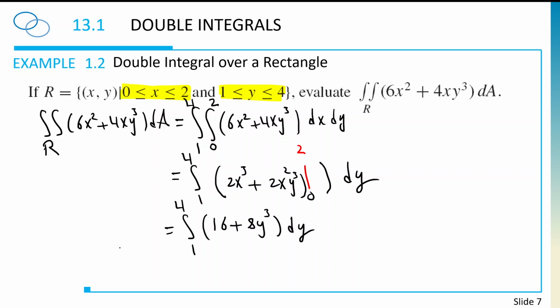Now we need to continue with dy. Okay, do the integration now with respect to y. This is equal to what?